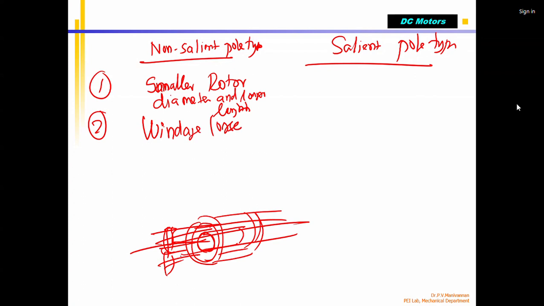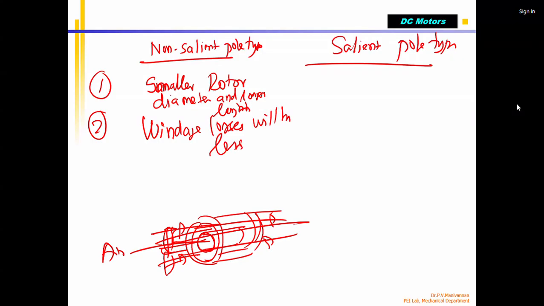Because air is sucked in by the fan and comes out, correct? That is going to smooth the gap and cool this one. So windage losses will be less because there is no projection. We're not going to create turbulent airflow. Windage losses will be less.